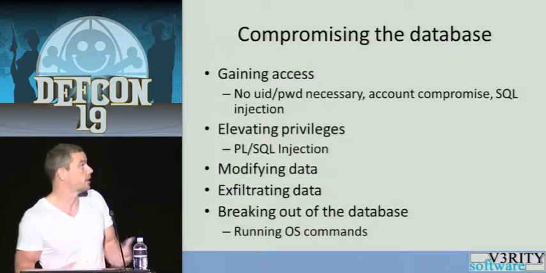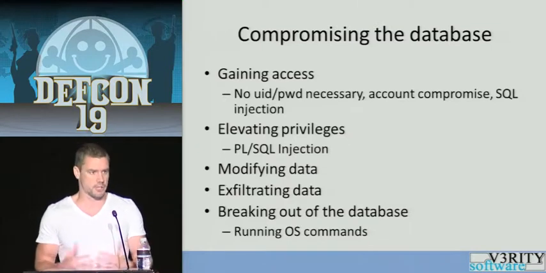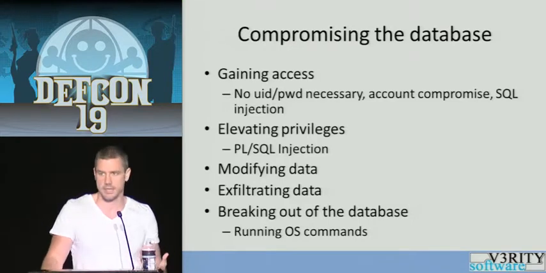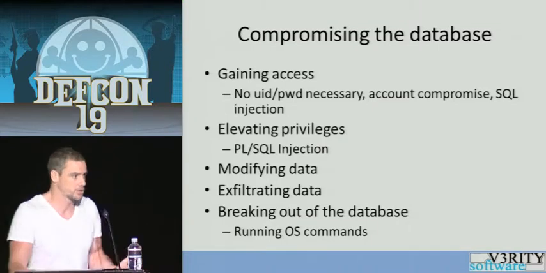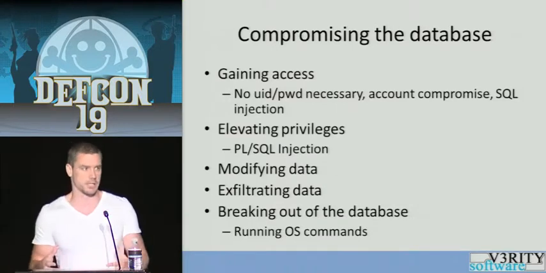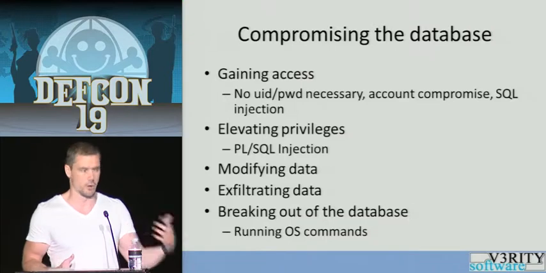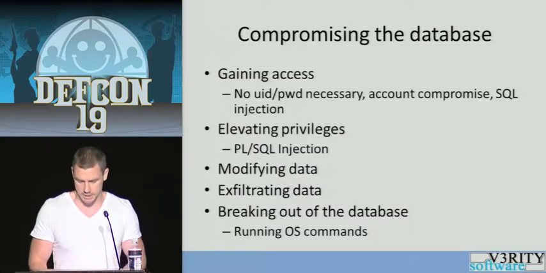So, getting to the good stuff: compromising the database. In a typical database compromise, there are several stages. First off, there's gaining access, obviously. Once they've managed to gain access, they then need to elevate privileges if they want full control over that database server. Once they've got the requisite privileges to do whatever they want, they might want to modify data. They might want to exfiltrate data. There's a whole number of things that they want to do. And thereafter, they might want to use that database server as a staging platform to attack the rest of the network. That might include breaking out of the database to run operating system commands, and then downloading their toolkits and so on. So we'll look at each of these sections individually.